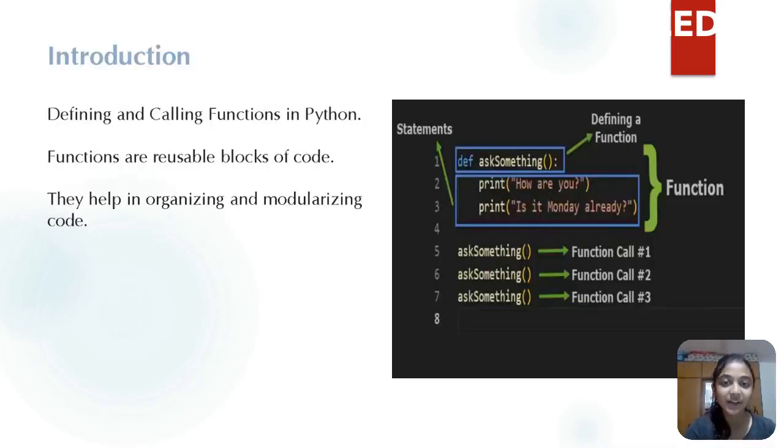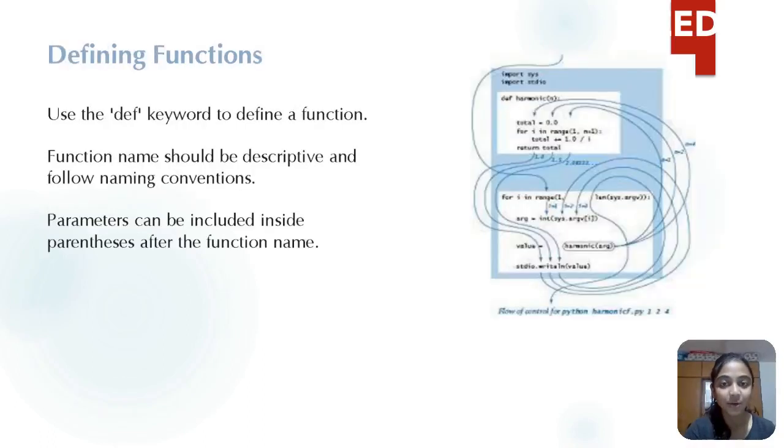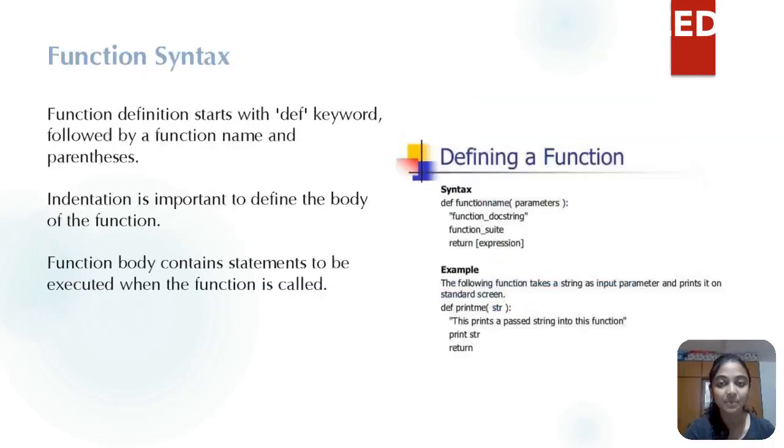Introduction. Defining and calling functions in Python. Functions are reusable blocks of code. They help in organizing and modularizing code. Defining functions. Use the def keyword to define a function. Function name should be descriptive and follow naming conventions. Parameters can be included inside parentheses after the function name.